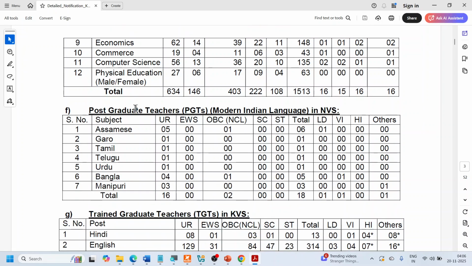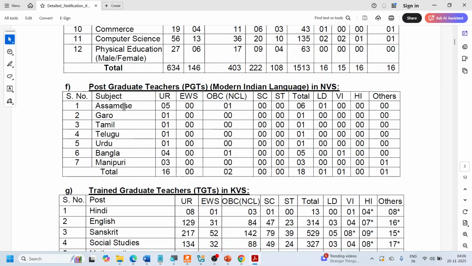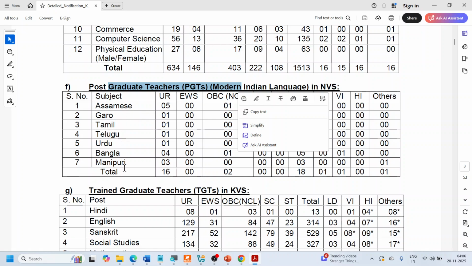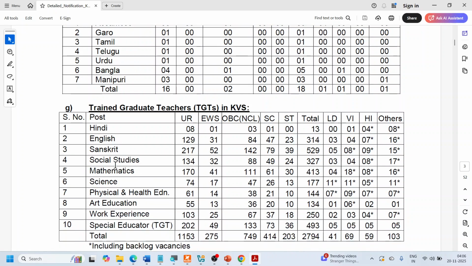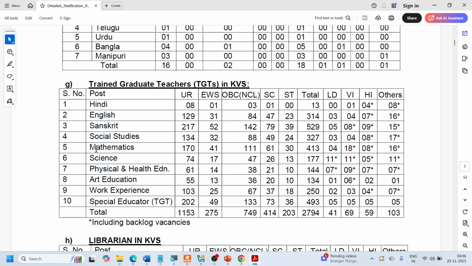Sorry about the others who are looking at this one. This is for Assamese and other languages. So language and arts is there.